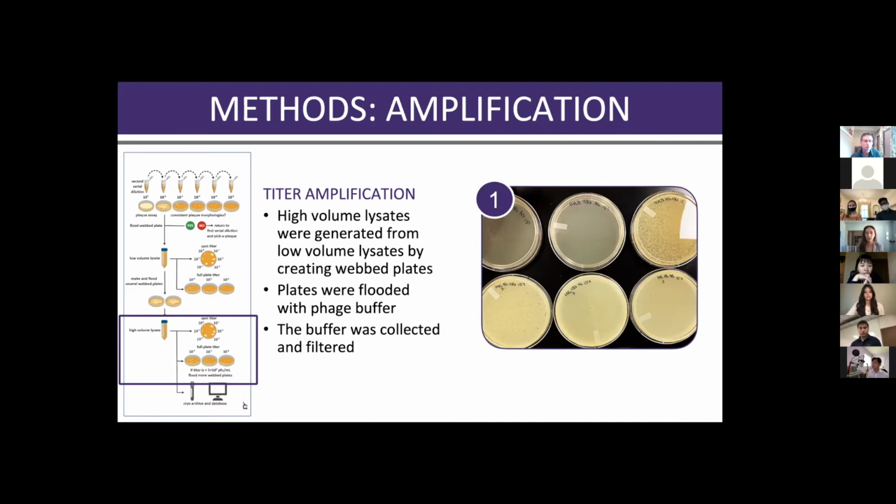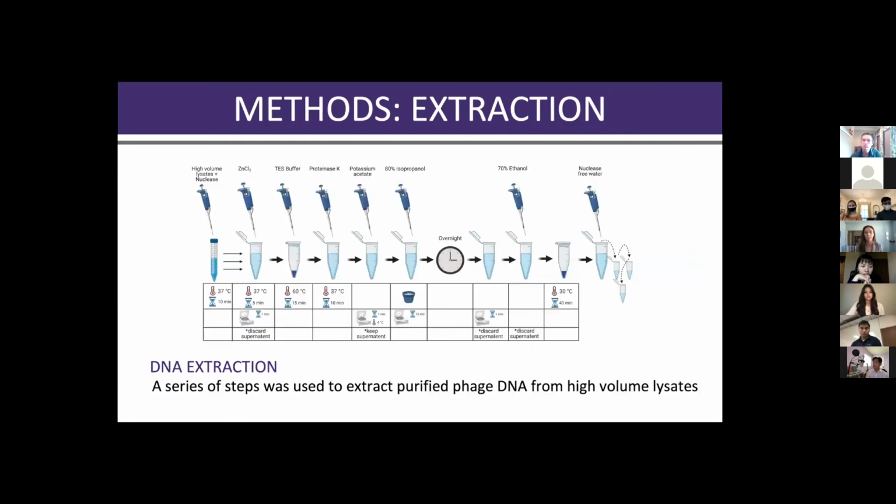These high volume lysates were serially diluted and plated to calculate titer, and the resulting plates are shown here in image 1. We used a series of additions, incubations, centrifugations, and supernatant removals to extract purified phage DNA from these high volume lysates. We started with nuclease to degrade any remaining bacterial DNA or RNA that was present.